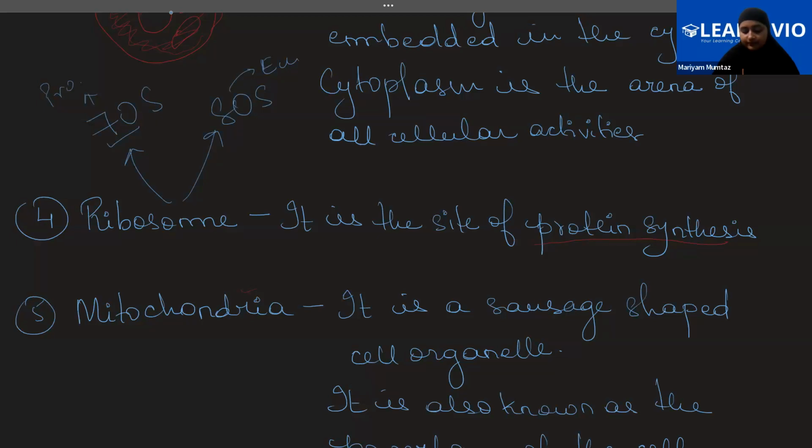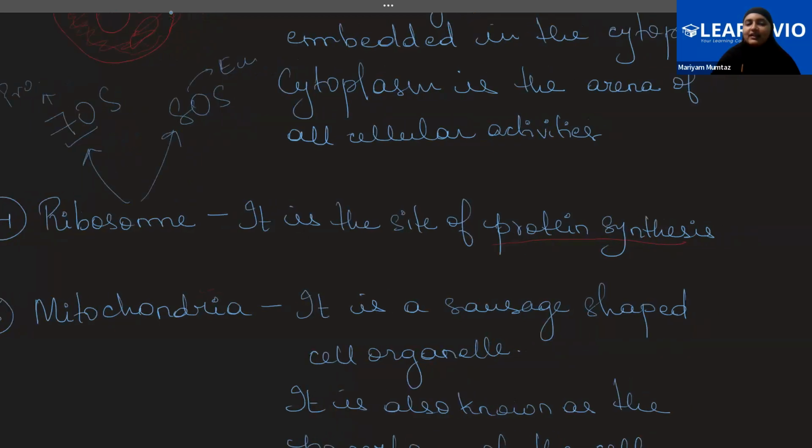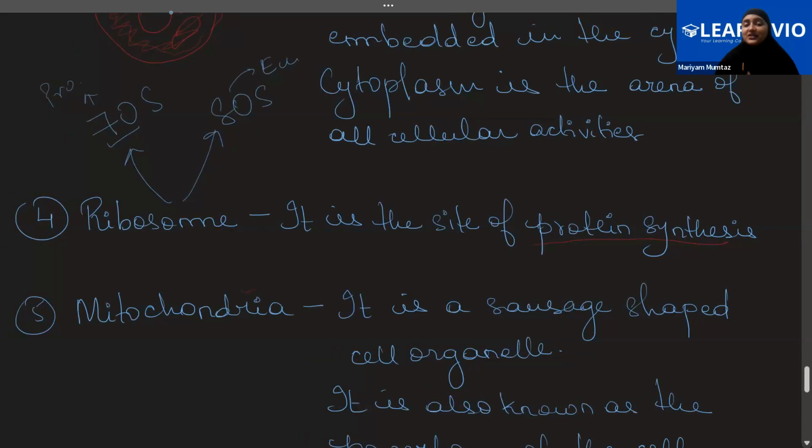I'm not going into much depth because it is not for your syllabus. It's actually for higher classes. But S is for sedimentation. It doesn't have anything to do with what function it performs. Just remember that 70S and 80S are the types of ribosome. The 70S is present in the prokaryotes, and the 80S is present in the eukaryotes. Clear?